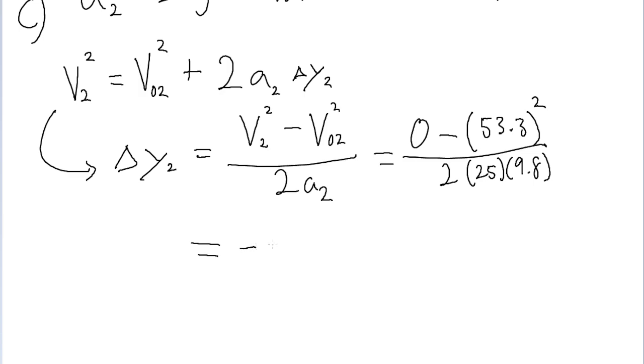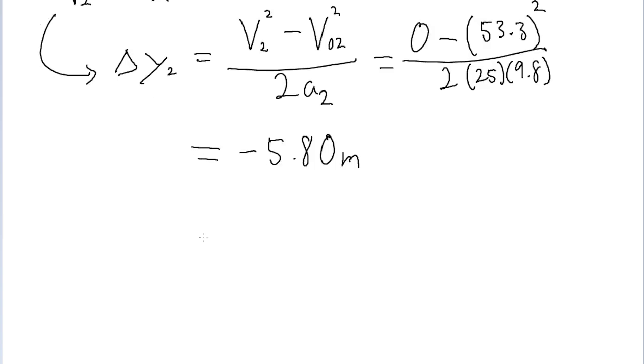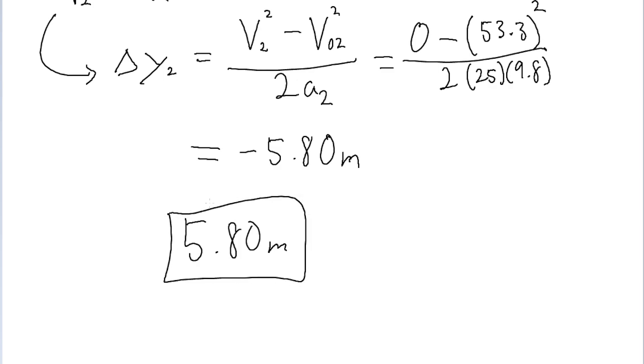of negative 5.8 meters. What we just found is negative because the sphere is traveling downwards in a negative direction, but since the problem's only asking for a distance as a scalar, we can ignore the negative sign in our final answer and just write 5.80 meters. And that is it for this problem.